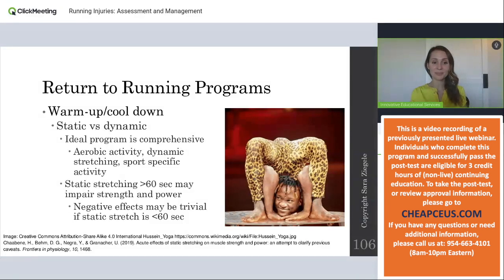And really, the research at this point, when you look through all of the pendulum swings over time and how everything has evolved, the current ideal recommendation for a warm up program would be an aerobic activity combined with dynamic stretching, combined with some version of sport specific activity. So, in our runners, that might be walking mixed with some, let's say, leg swings, some marches or some butt kicks, and then maybe doing a little bit of jog before they take off.